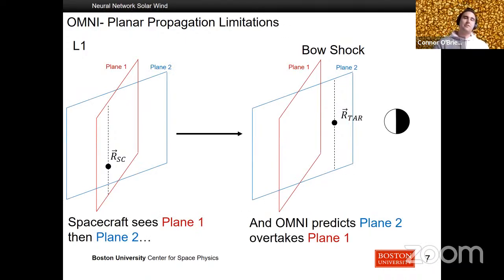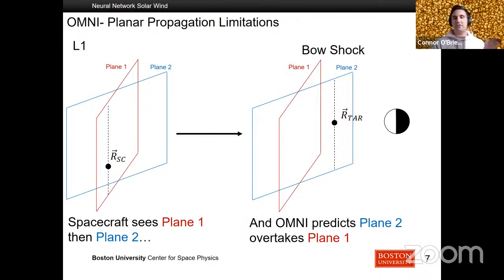So one of these limitations, in fact the primary limitation identified by the Omni team, is this thing called out-of-sequence arrivals. Say that you observe some phase front, we'll call it plane one, with your spacecraft at L1, and then sometime later you observe another phase front, we'll call it plane two, oriented at some angle to the first phase front, right? Say it's steeply inclined, or maybe it's moving very quickly. Either of these can result in, once you do this propagation forward to whatever your target is, you might find that plane two is predicted to overtake plane one.